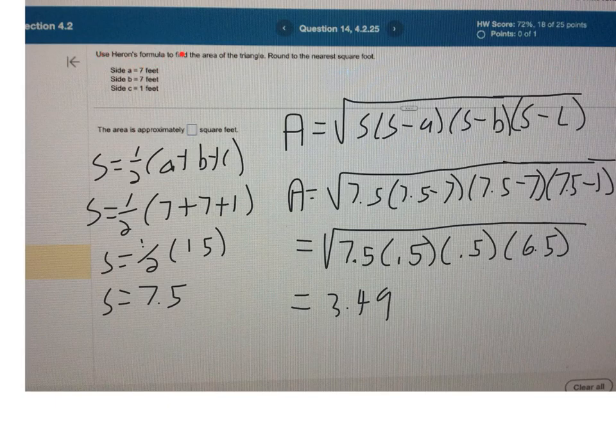It says use Heron's formula to find the area of the triangle. So with Heron's formula, you're given the lengths of the three sides of the triangle, 7, 7, and 1. You want to find the area, approximated to the nearest square foot.